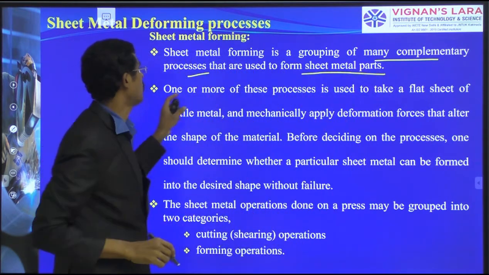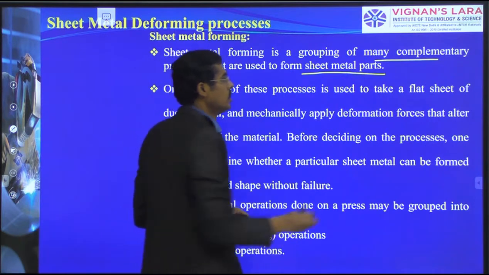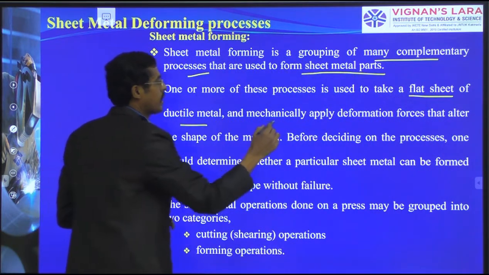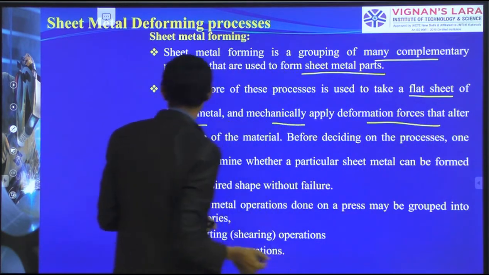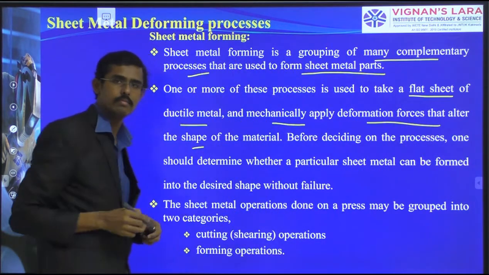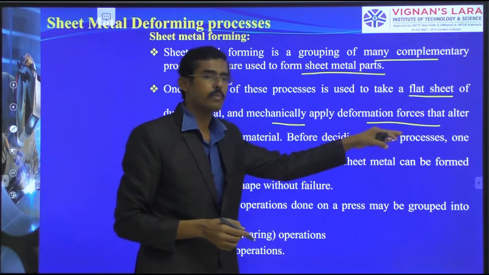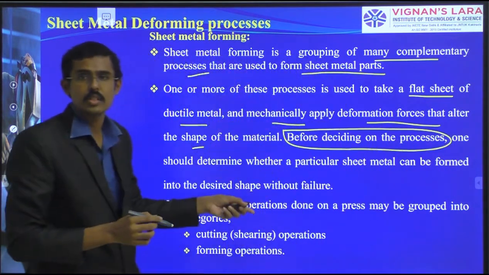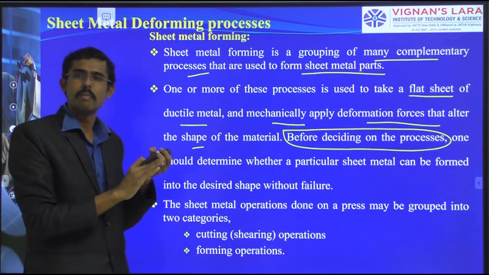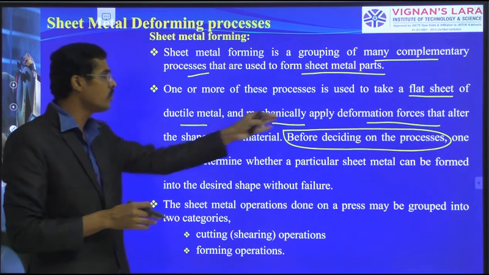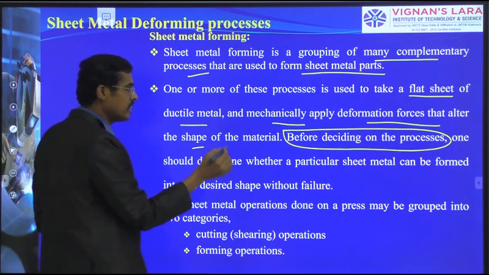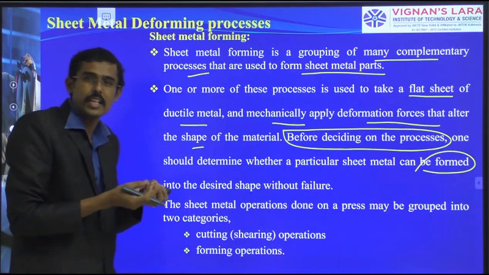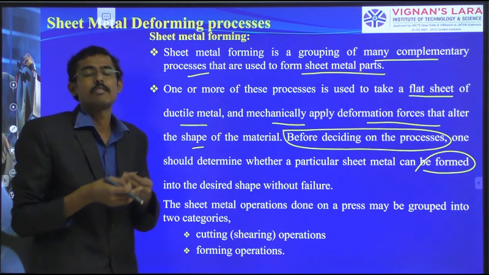Sheet metal forming is a group of many complementary processes used to form sheet metal parts. One or more of these processes are used to take a flat sheet of ductile metal and mechanically apply deformation forces that alter the shape of the material. Before deciding which process we want to do, from the list of processes I have shown you, bending, blanking, punching, piercing operations, one should determine whether the particular sheet metal can form. Because if the metal is brittle in nature, it will break.